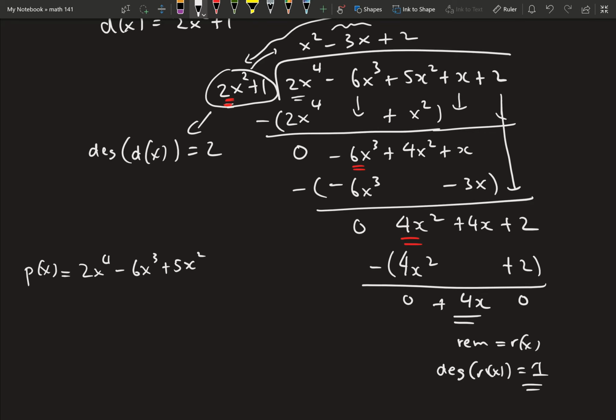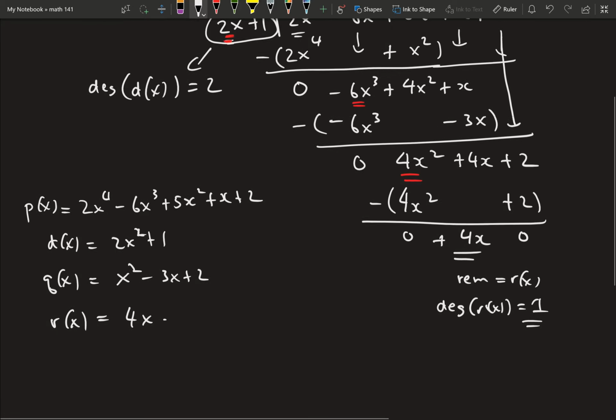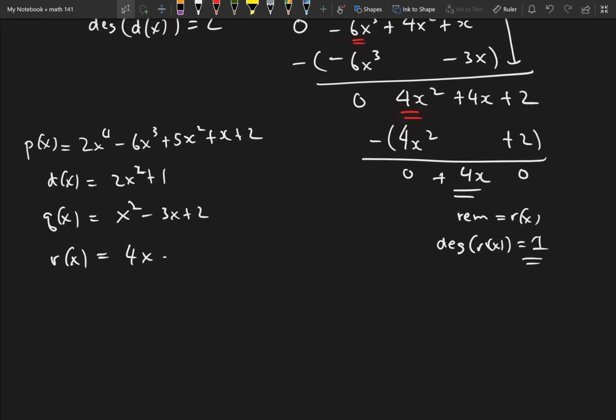So what we have then is p of x is 2x to the fourth minus 6x cubed plus 5x squared plus x plus 2. D of x is 2x squared plus 1. Q of x, our quotient, is x squared minus 3x plus 2. And our remainder, r of x, is 4x. And you can write this, I'll just write the forms again.